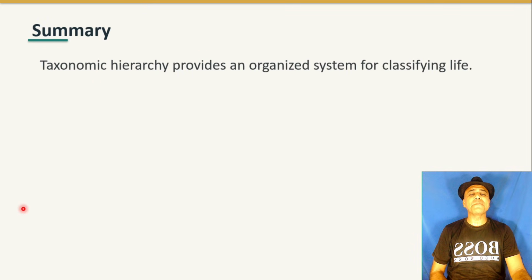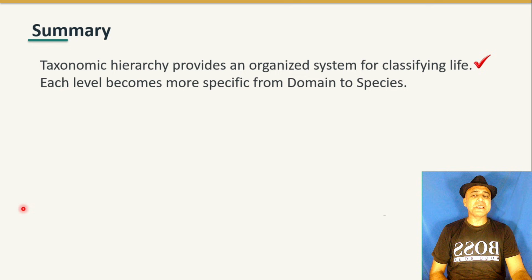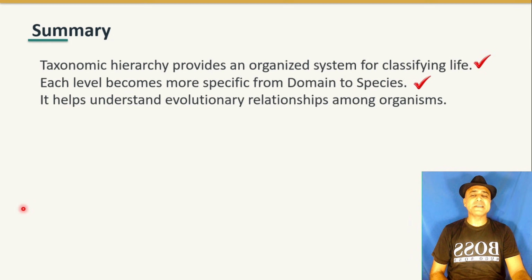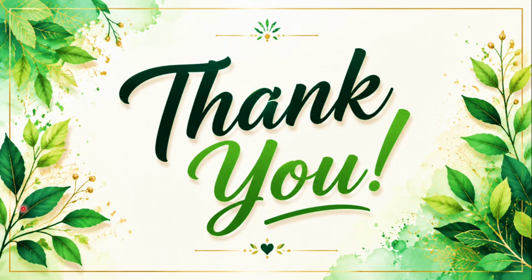Taxonomic hierarchy provides an organized system for classifying life. Each level becomes more specific from domain to species. It helps understand evolutionary relationships among organisms. Thank you.